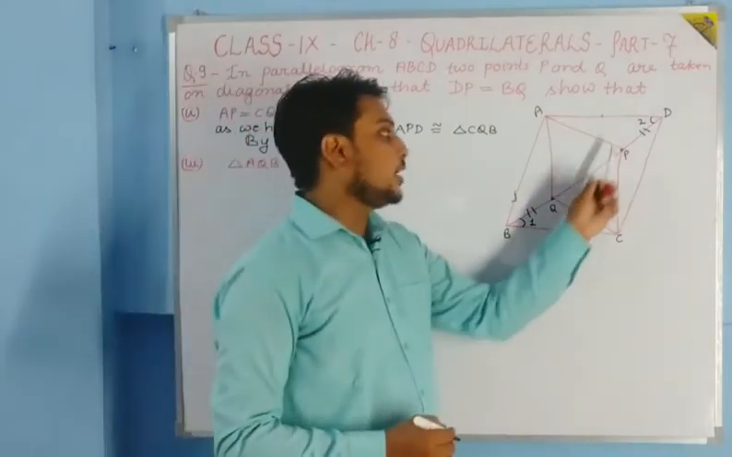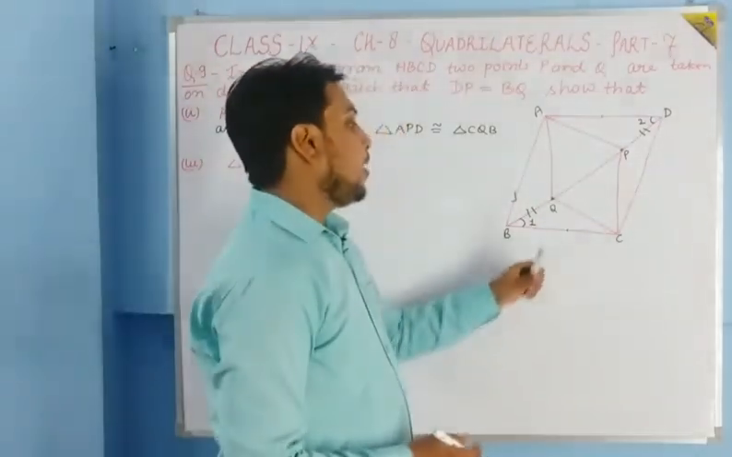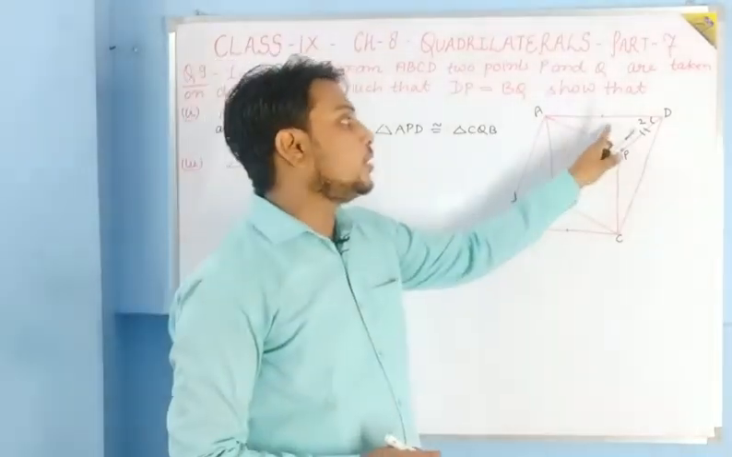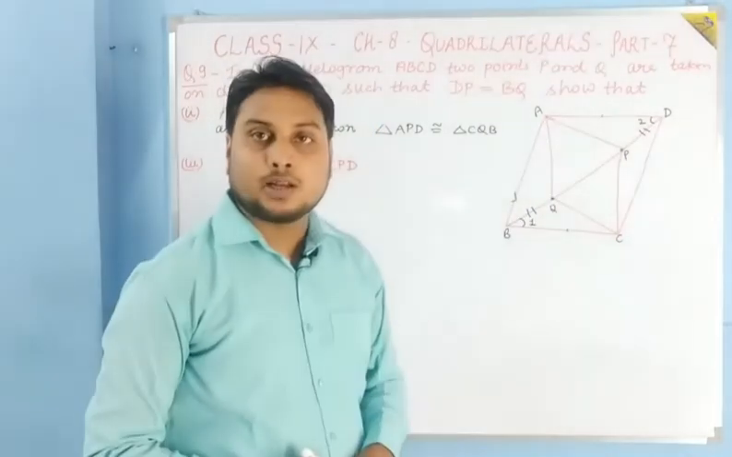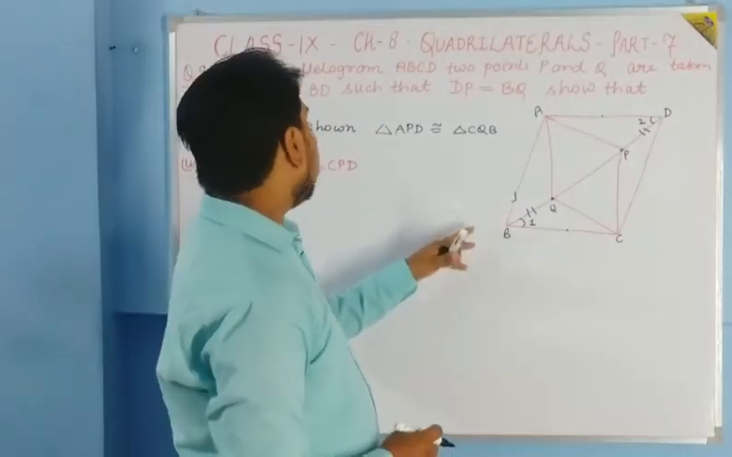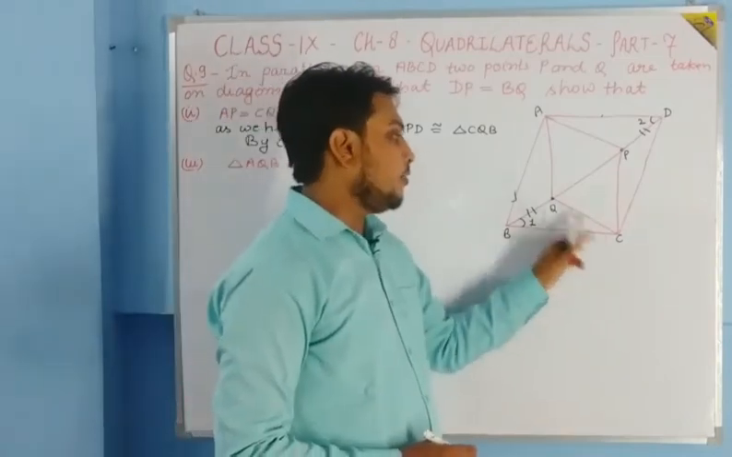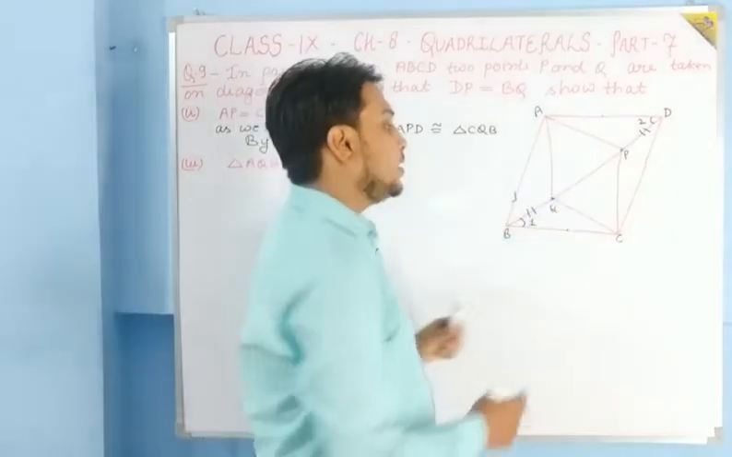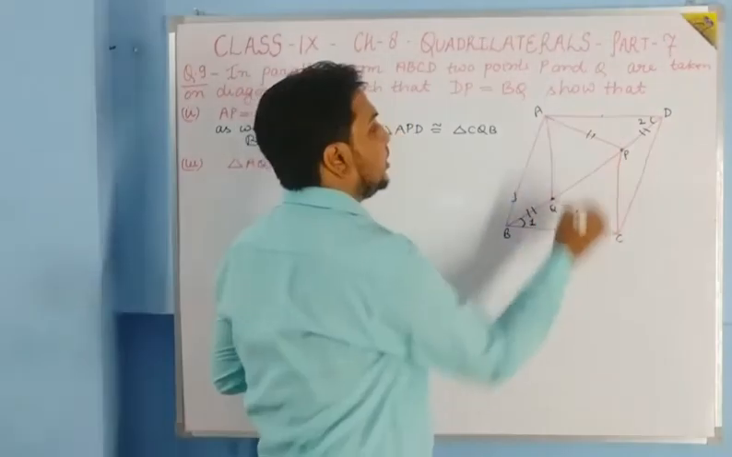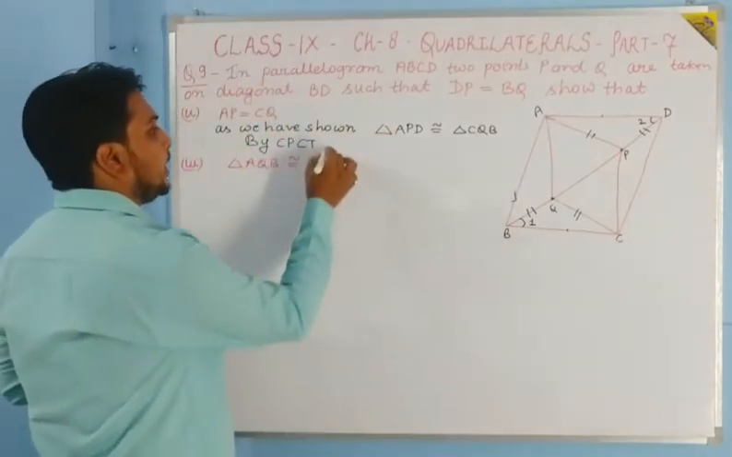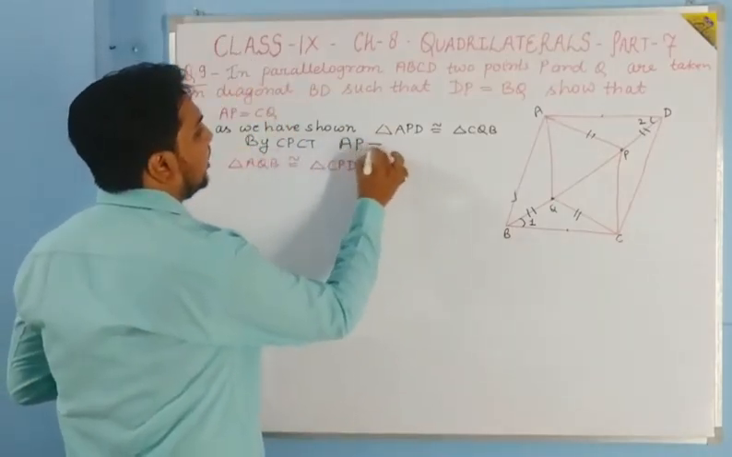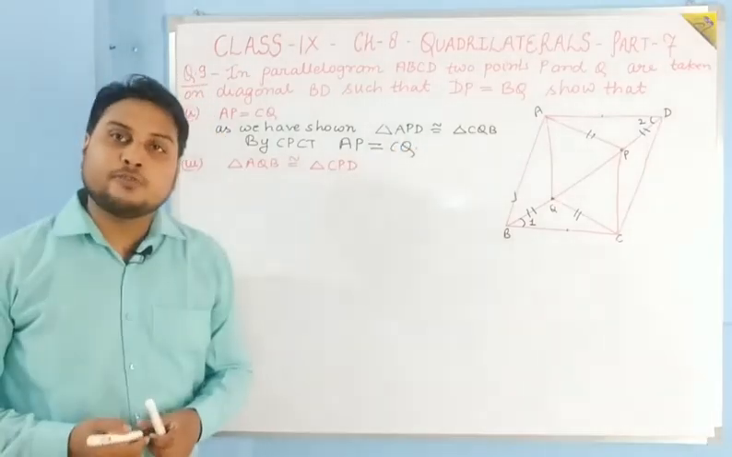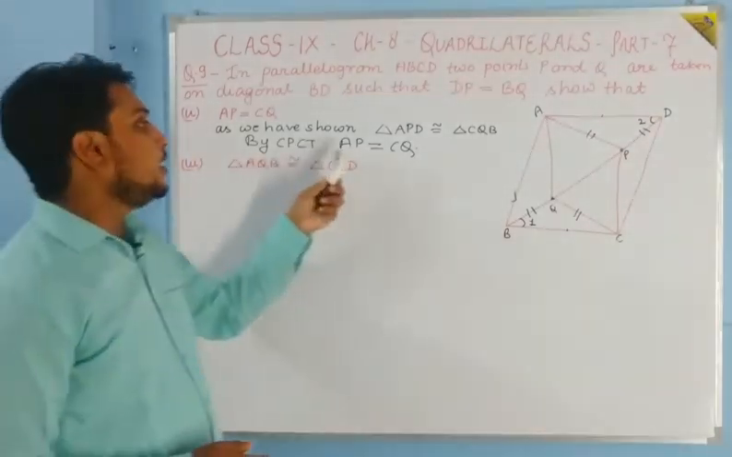See, if these two triangles are congruent, then the part of this triangle will be equal to the corresponding part of this triangle. So here we can write that the side CQ of this triangle is equal to AP of this triangle. Means this side is equal to this side. By CPCT we can directly write that AP is equal to CQ. So in the second part, if you have proved the first, then by CPCT you can write that AP is equal to CQ.